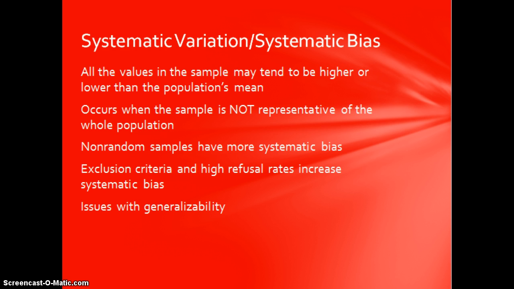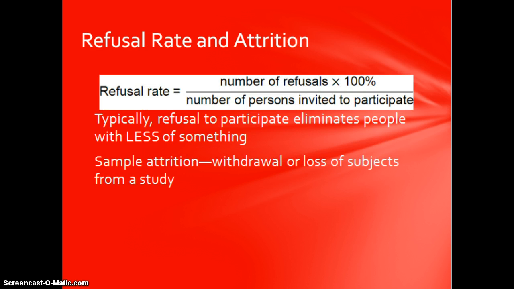Systematic variation is a consequence of selecting subjects whose measurement values are different or vary in some specific way from the population. Because the subjects have something in common, their values tend to be similar to the values of others in a sample, but different in some way from the value of the population as a whole.